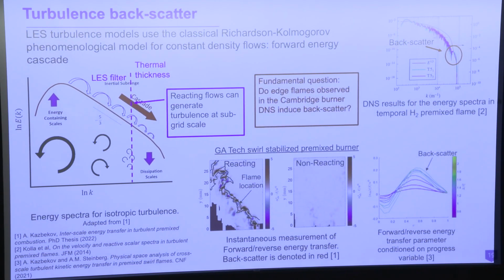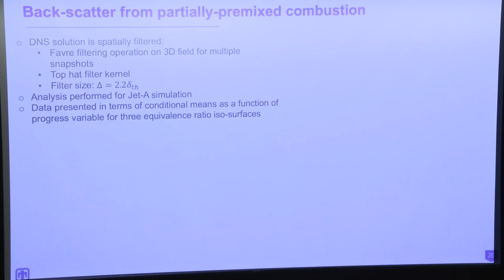So the basic question that I wanted to address is that when you have a lot of extinction near lean blow-off, as we saw, we think that these edge flames are present. And I didn't mention earlier, but in an edge flame structure, the predominant heat release is coming from the premixed leading edge, and the trailing diffusion generates very little heat release. So there's almost a 10-to-1 ratio in the amount of heat release that's produced from the leading premixed flame. And so the question is, does that make a difference for inducing backscatter near lean blow-off conditions?